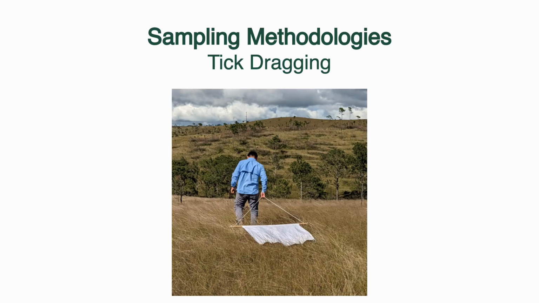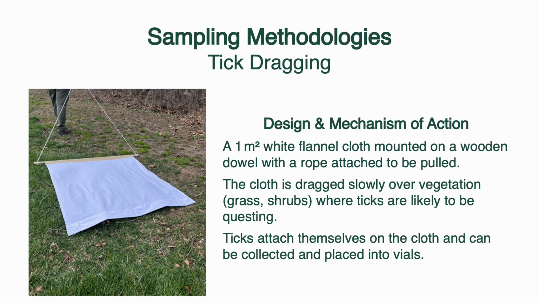Tick dragging is a sampling technique utilized to collect questing ticks from vegetation and ground cover. The method involves dragging a white flannel or cotton cloth, commonly referred to as a drag cloth, across vegetation where ticks are actively seeking hosts. To assemble a drag cloth, researchers typically use a 1 square meter white flannel fabric mounted onto a wooden dowel or rod, which can be pulled by a rope or handle.